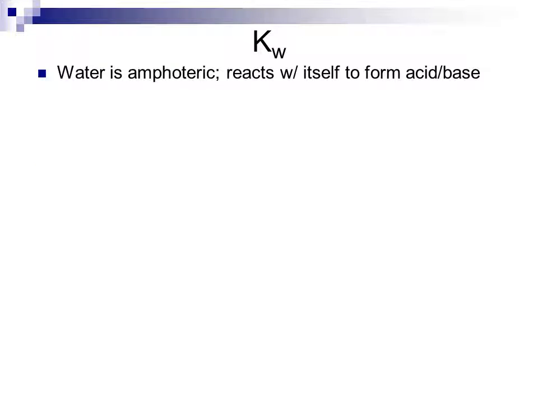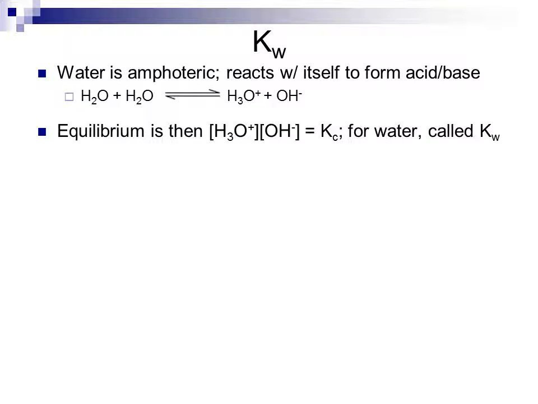Kw is the equilibrium constant for water. Water is amphoteric, which means it has both acidic and basic properties. Water can react with itself to form both acidic and basic components. For instance, if 2 water molecules come together, one can deprotonate the other since water is amphiprotic, able to both accept and transfer a proton. And so one water molecule will become a hydronium, and the other will become a hydroxide.